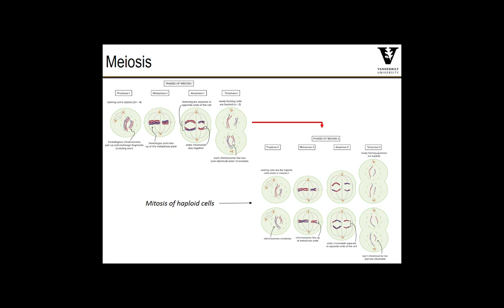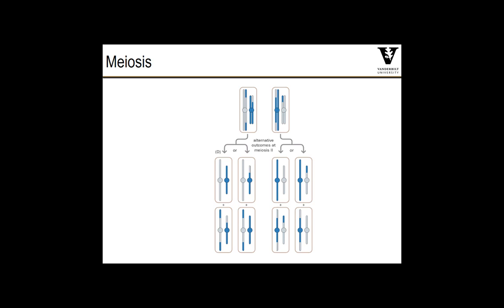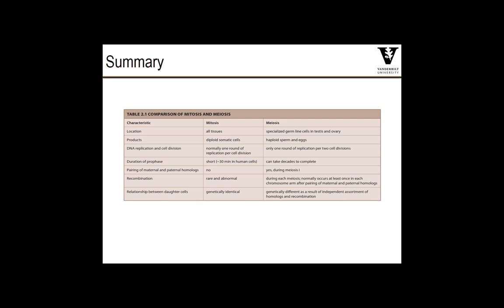And here's just an overview of some alternative outcomes that you can imagine based on whether this chromatid or this chromatid ends up in the gamete. When we're talking about a gamete, that's the single cell that has one copy of each chromosome. So summary, I actually don't know if you need to know this or not, so I'll go over it.